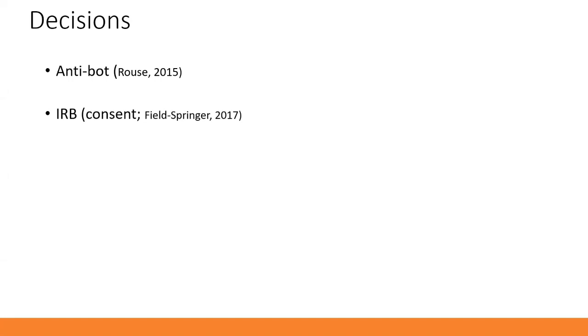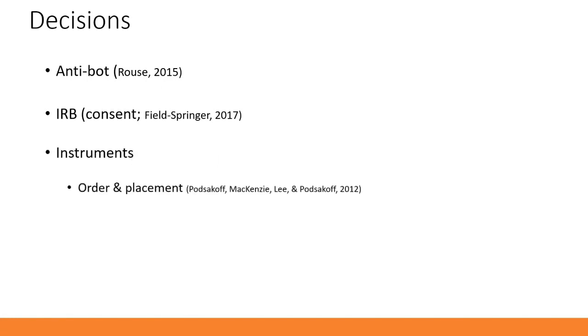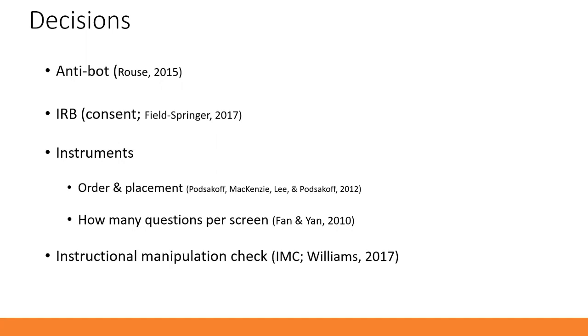IRB, are you going to, or have you gotten IRB approval? What instruments are you going to use? What order are they going to be put in? What is their placement? Are you going to have independent variable before dependent variable or vice versa? How many questions per screen do you want your MTurk worker to be able to see? Are you going to have an IMC? If you are, what is that going to look like? And where will you place that?